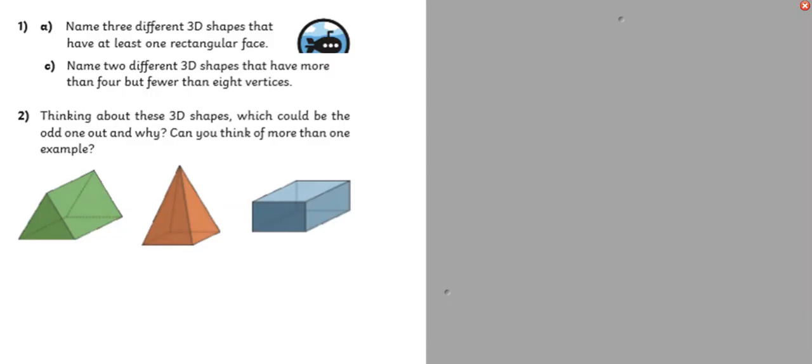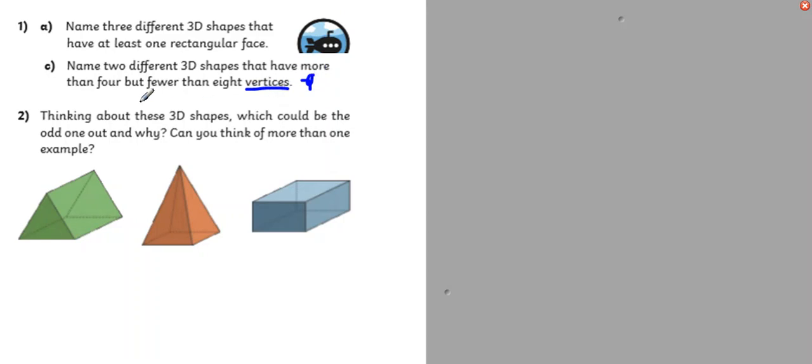Okay, let's have a look at this question then. So we've got three different questions really here, because there's three parts. So 1A says name three different 3D shapes that have at least one rectangular face. And the next part says name two different 3D shapes that have more than 4 but fewer than 8 vertices. So remember, vertices are corners. Okay, so they'd be like this bit here.